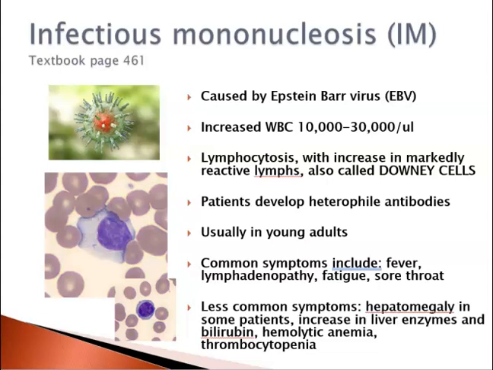Usually this disease happens in young adults. Common symptoms include fever, lymphadenopathy, which are enlarged lymph nodes, fatigue, and a sore throat. Some less common symptoms include hepatomegaly, which is an enlarged liver. In some patients, you have increased liver enzymes and bilirubin, hemolytic anemia, and also thrombocytopenia, which is decreased platelets.